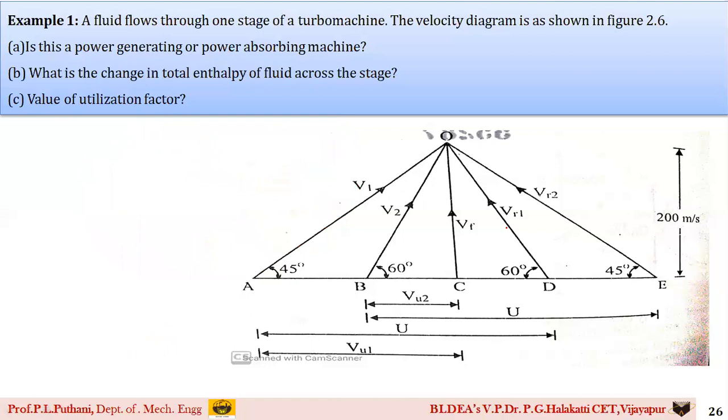Now we shall proceed with the solution of this particular problem. The first thing asked in this problem is whether it is a power generating machine or a power absorbing machine. To judge that, you need to find, for the inlet velocity triangle, U1 VU1. Similarly, for the outlet velocity triangle, you have to find U2 VU2.